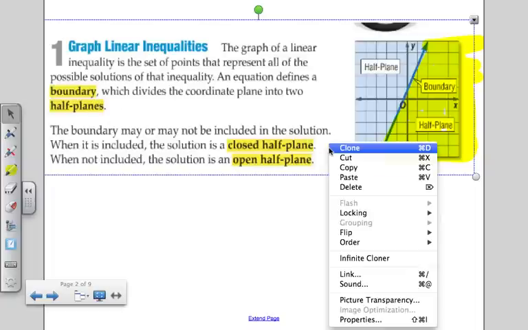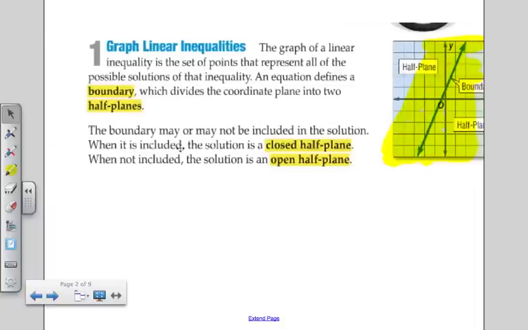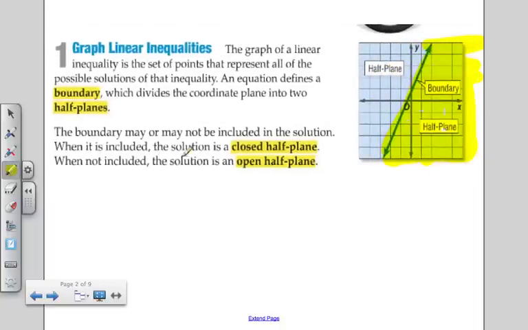If it's a closed half plane, sorry about that, if it's a closed half plane, the line itself is in the solution. So when it's a closed half plane, the boundary itself is part of the solution. When the boundary is not part of the solution, then it is called an open half plane. And the boundary is the line and equation that divides our graph into 2 half planes.